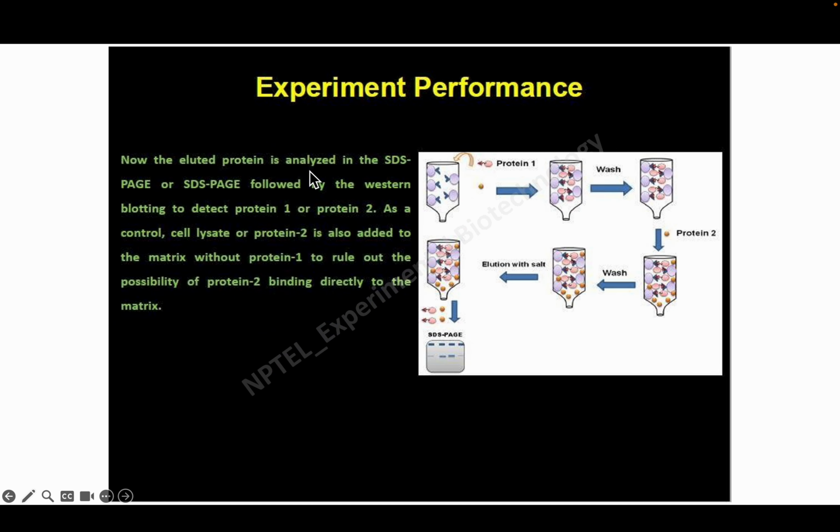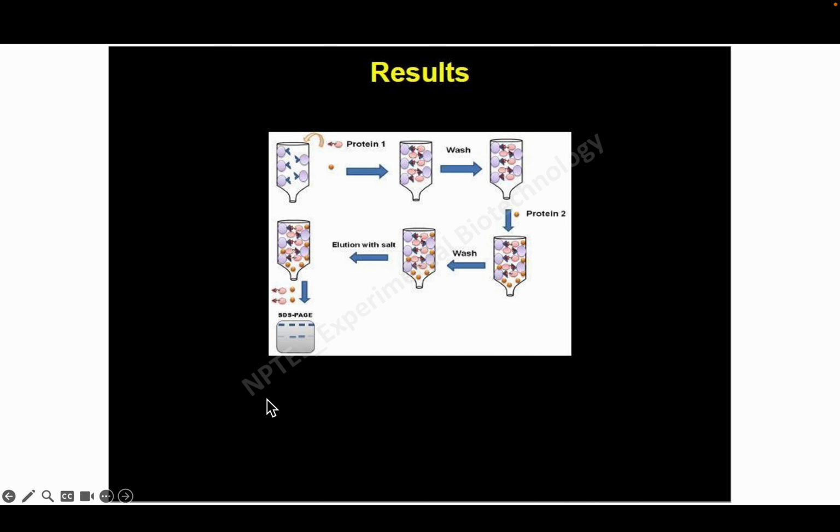Now the eluted protein is analyzed by SDS-PAGE, or SDS-PAGE followed by Western blotting, to detect protein 1 or protein 2. As a control, cell lysate or protein 2 is also added to the matrix without protein 1 to rule out the possibility of protein 2 binding directly to the matrix. So this is the result. You do the affinity purification, then elute the protein and check the molecular weight in the SDS-PAGE.